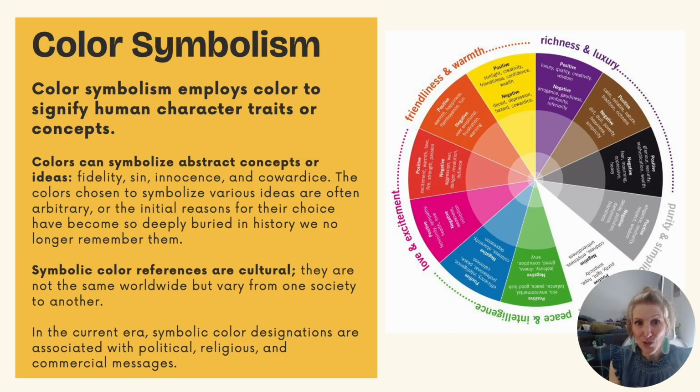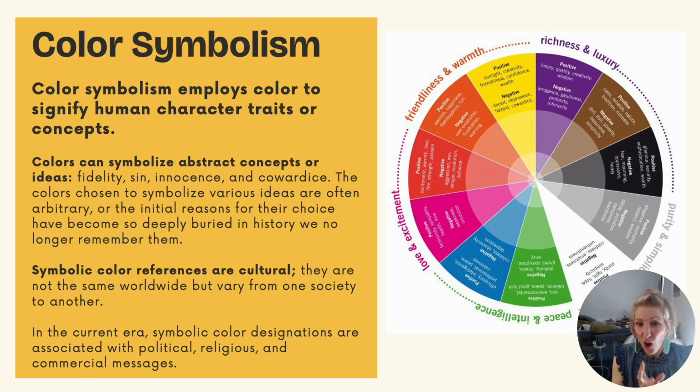And a lot of that relates to color symbolism, right? Color symbolism employs color to signify human character traits or concepts. Color can symbolize abstract concepts or ideas, fidelity, sin, innocence, or cowardice. The colors chosen to symbolize various ideas are often arbitrary, or the initial reasons for their choice have become so deeply buried in history we no longer remember them. In Renaissance paintings, we see blue often used when the Virgin Mary was represented, or purple was this color of royalness.